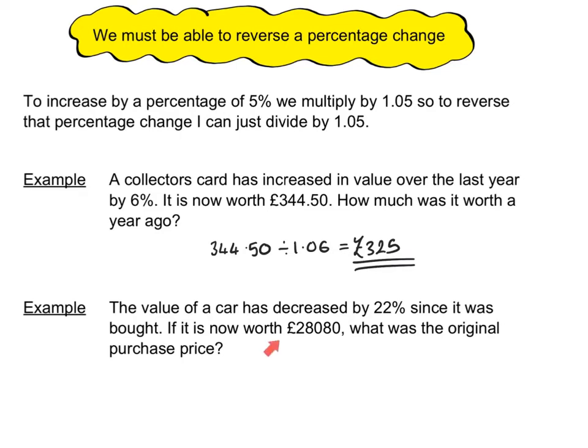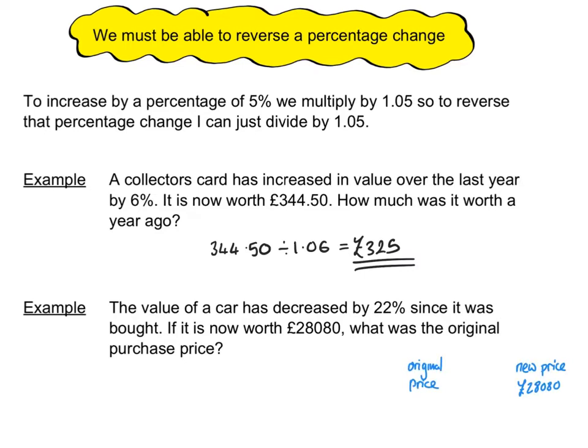The value of a car has decreased by 22% since it was bought. If it's now worth £28,080, what was the original purchase price? So again, you've got to think about this on a timeline. At the moment, it's worth £28,080, but that's after somebody has decreased it by 22%. So we've got to ask ourselves, what would they have needed to have done to decrease it by 22%?